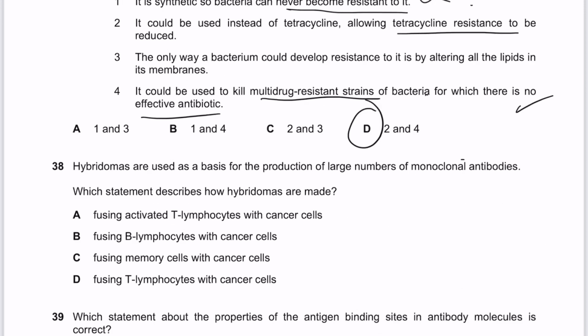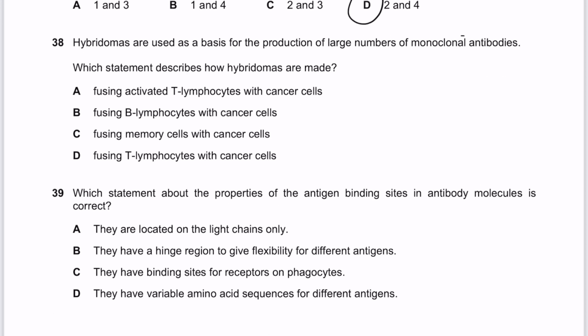Now, moving on, he says that hybridomas are used as a basis for the production of large numbers of monoclonal antibodies. Which statement describes how hybridomas are made? So it's fusing, this is what actually happens. The plasma cells are going to be fused with B myeloma cells, in other words, cancer cells. And here he says that we fuse B lymphocytes. Sometimes they like to say B lymphocytes instead of plasma cells, but yes, okay.